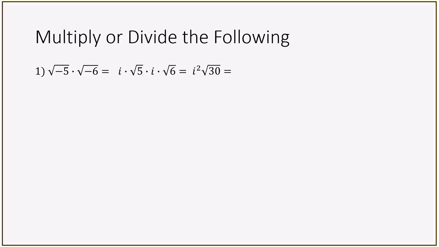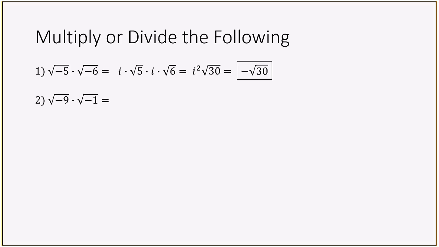So we know i squared is -1, let's go ahead and say that, and now we have a real answer. And notice how this is different: if you would have just multiplied that -5 times -6, you wouldn't have gotten a negative square root of 30. So make sure you're doing this process if you're multiplying or dividing, or adding and subtracting for that matter.